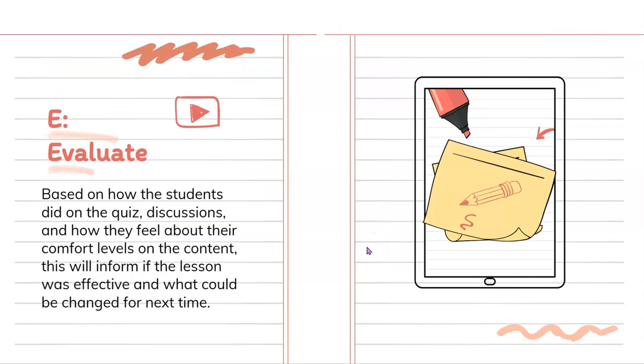E is evaluate. Based on how the students did on the quiz, discussions, and how they feel about their comfort levels on the content, this will inform if the lesson was effective and what can be changed for next time. Maybe we have fewer books, fewer resources, or maybe we dive into more examples on copyright use and public domain.